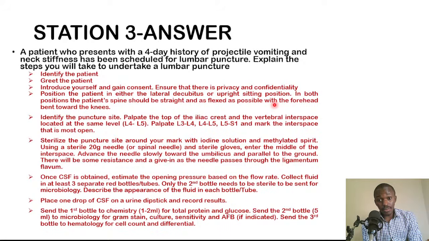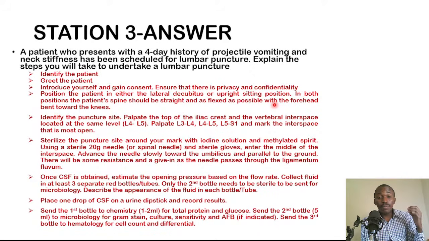If you use your urine dipstick and you actually dip it in the CSF, and if there are white blood cells, it will actually show you a positive result. Then, of course, after you've now isolated your samples, you label them and you send them to the lab.